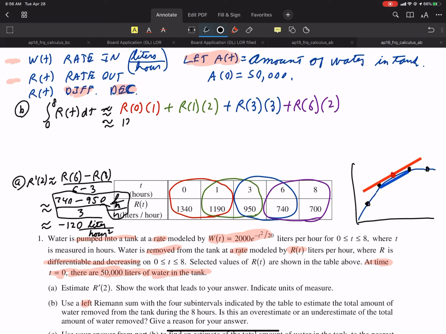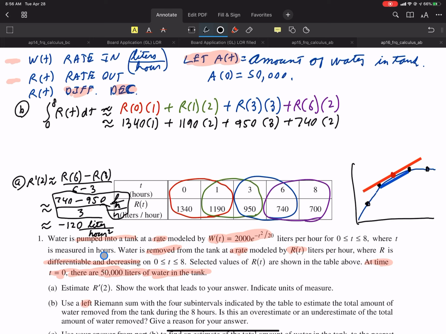It's going to be 1340, 1190, 950, and 740. So that's the left Riemann sum.